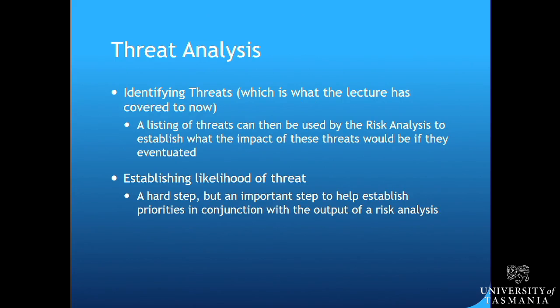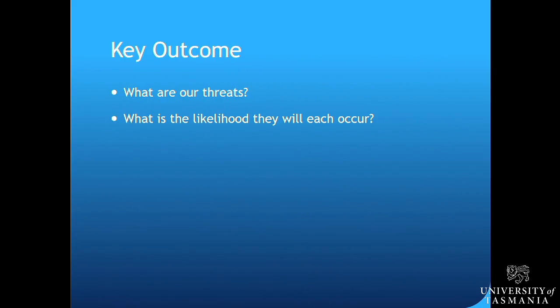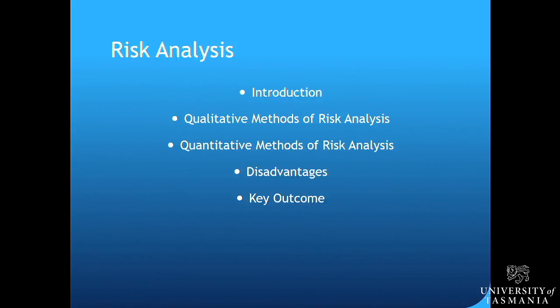So, a very common approach: some kind of brainstorming session with a bunch of structure on it to identify the threats. Then we establish the likelihood of the threat actually occurring, so that can then be used by our risk analysis. That is our key outcome from a threat analysis: a list of threats and how likely they are to occur. We'll stop there and have a 10-minute break. We'll start back up at 5 past and do risk analysis for the second hour.